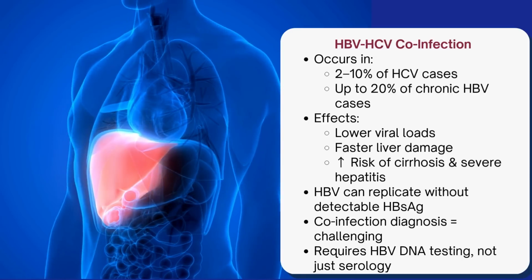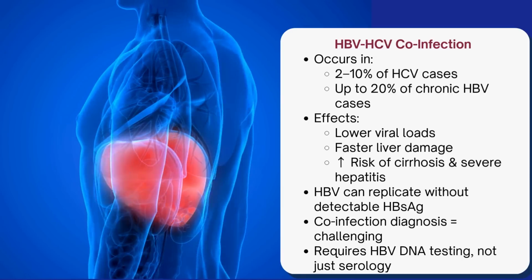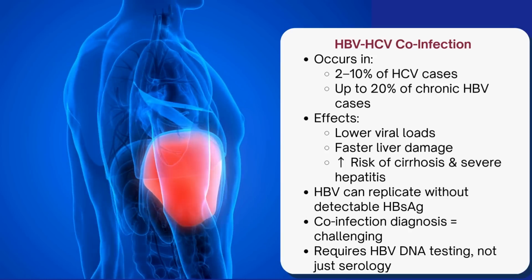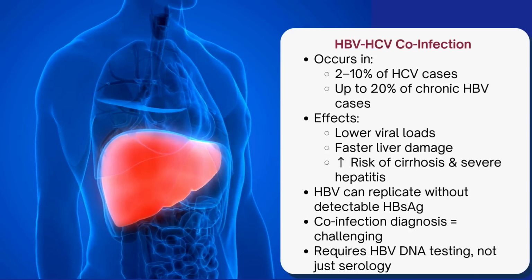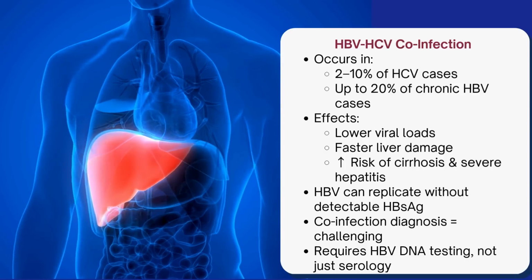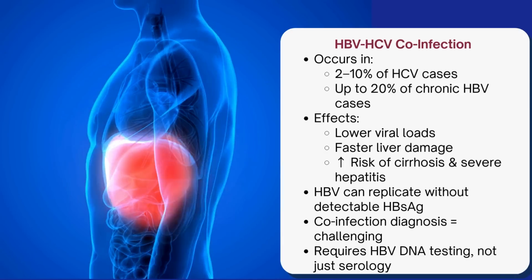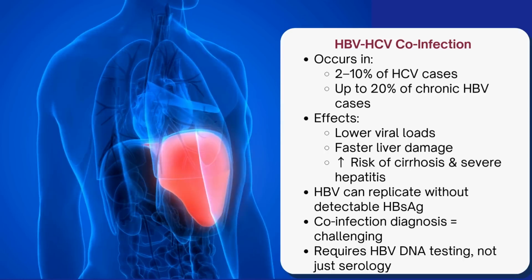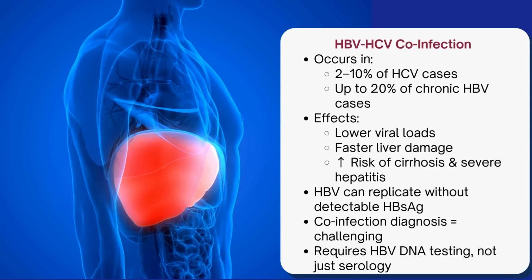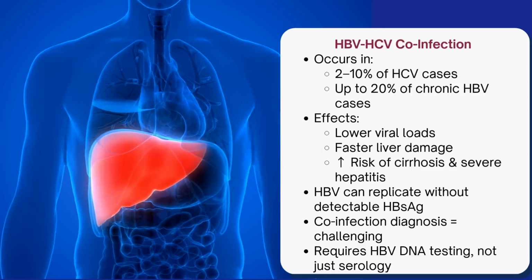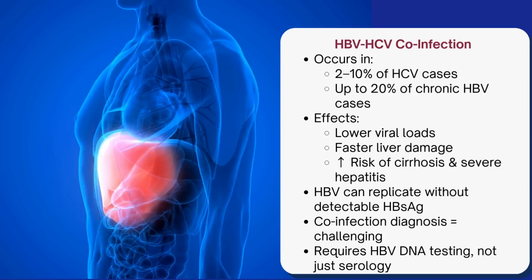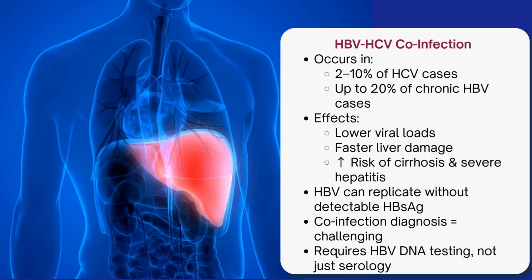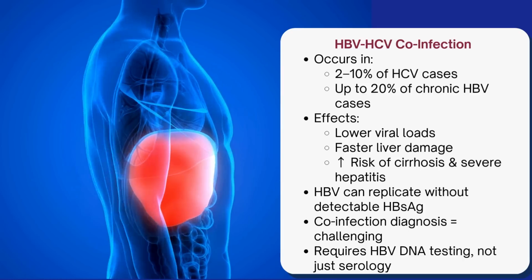Now, what happens in HBV-HCV co-infection? It's a complex situation. About 2 to 10% of people with HCV also have HBV, and up to 20% of chronic HBV patients may have co-infection with HCV. These patients often have lower viral loads for each virus but experience faster liver damage. Co-infection is more likely to lead to severe hepatitis and cirrhosis. In some cases, HBV replicates in the liver without detectable surface antigen, making diagnosis tricky.